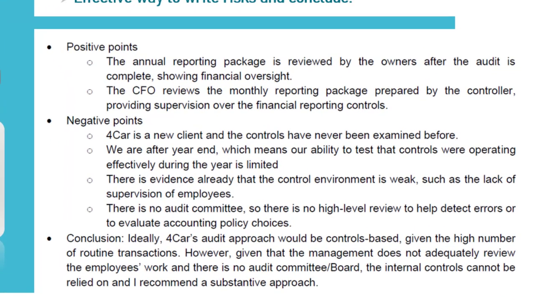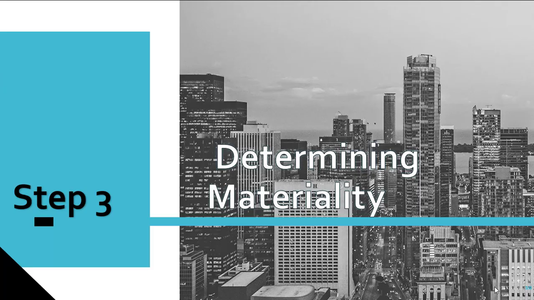Now let's look at an example of an effective way to write an approach. See how the writer has separated the positive control risk factors and why, as well as the negative risk factors. They have also included a conclusion supporting whether the controls can be relied on and why, as well as the recommended audit approach. Now let's discuss how to determine materiality.